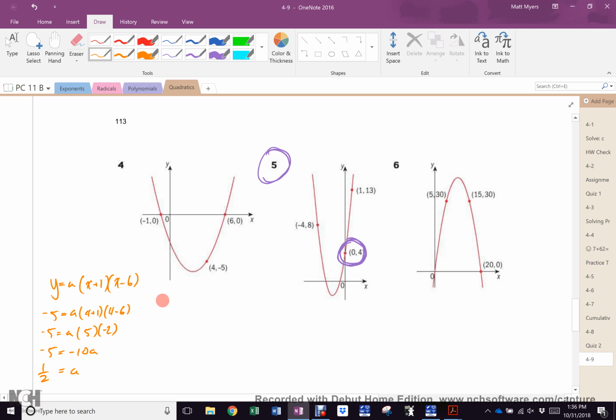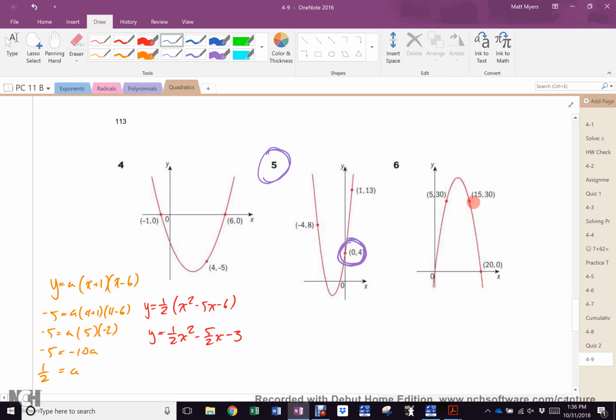Then I go back up to here. y equals 1/2 x squared minus 5x minus 6. y equals 1/2 x squared minus 5/2 x minus 3. Done. Now, do people want some more time with 5, so I should do 6? Yes. Okay, I'll work 6 through right now.